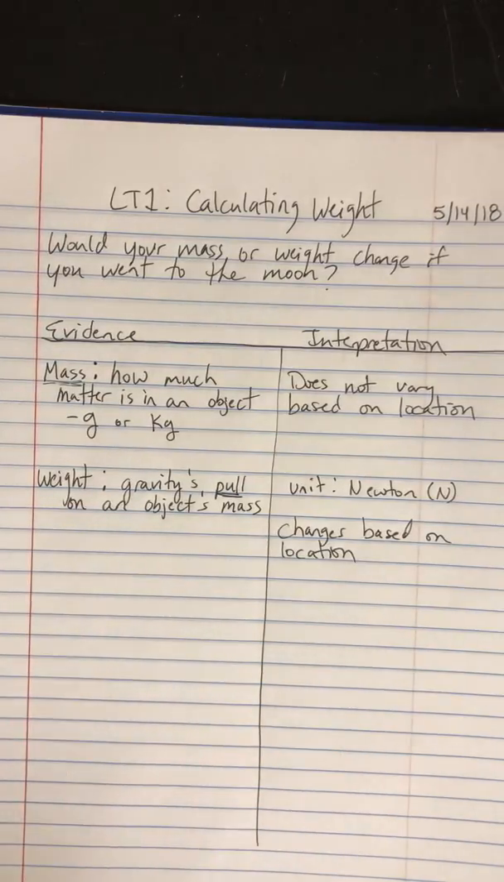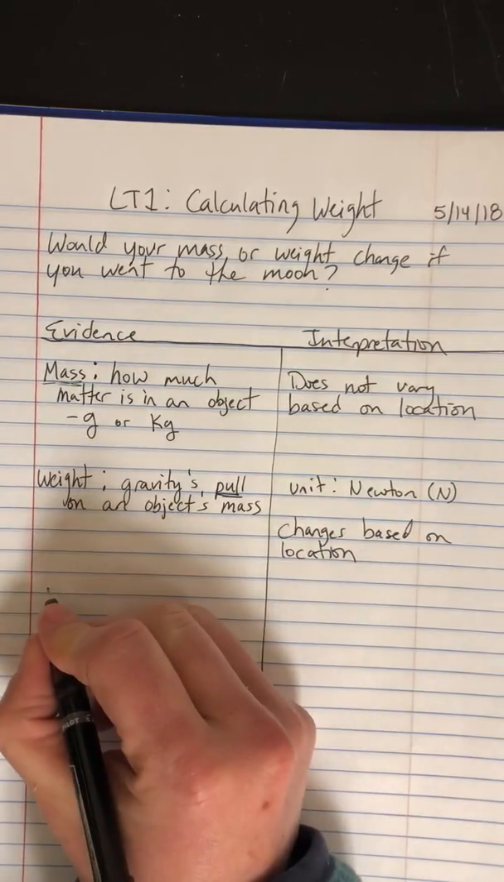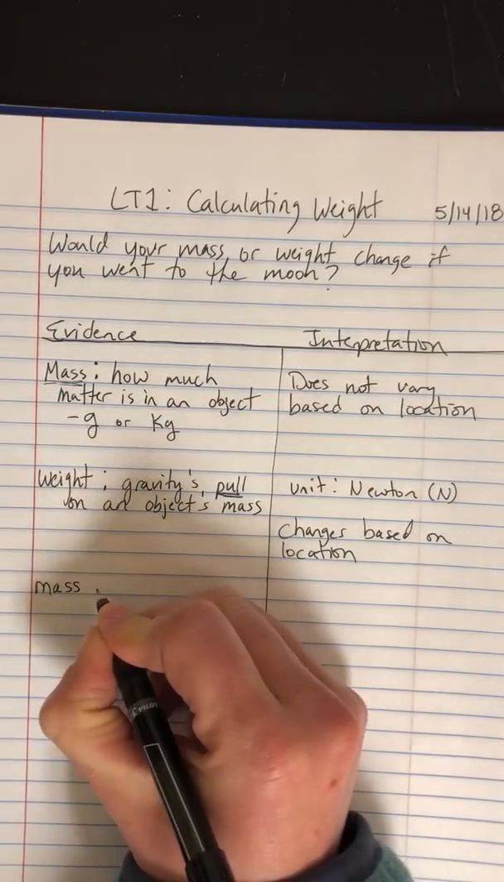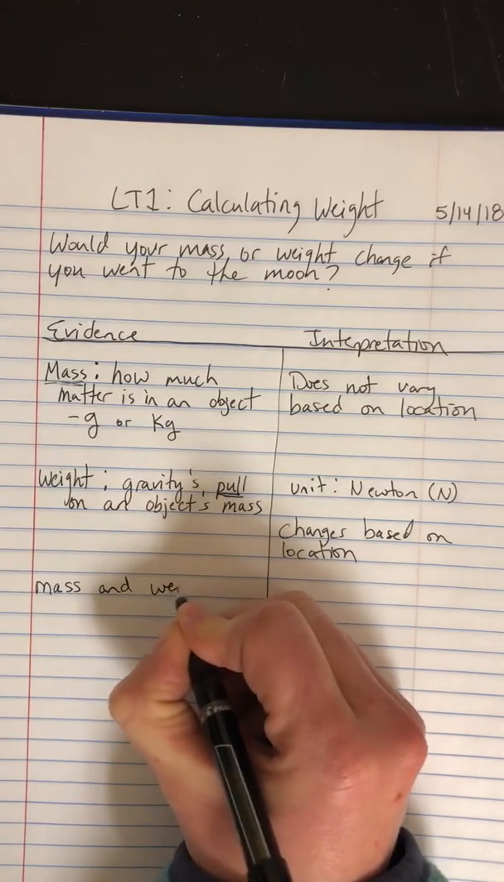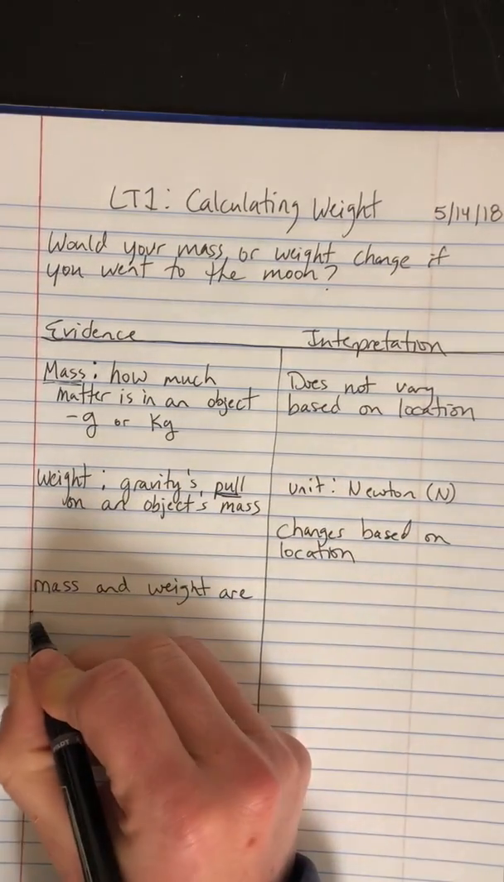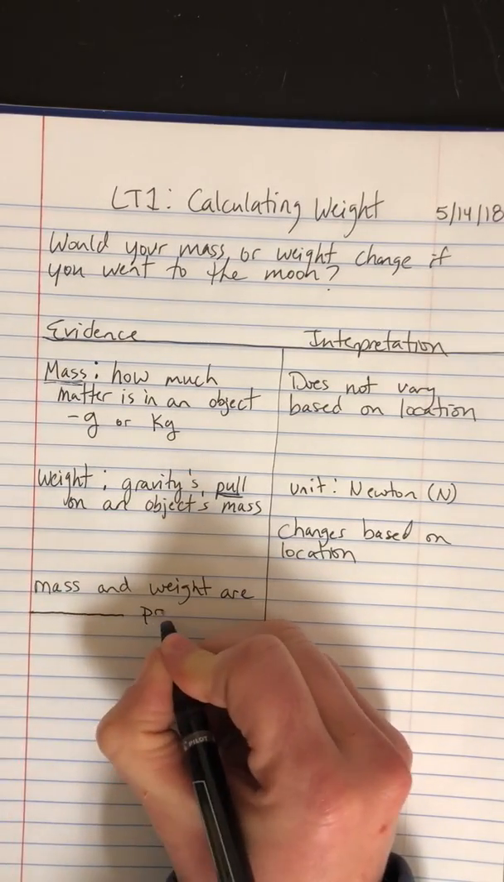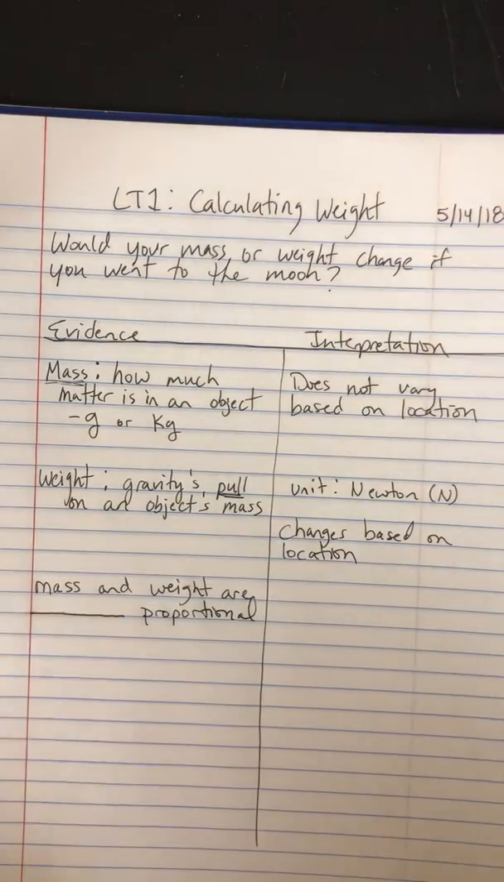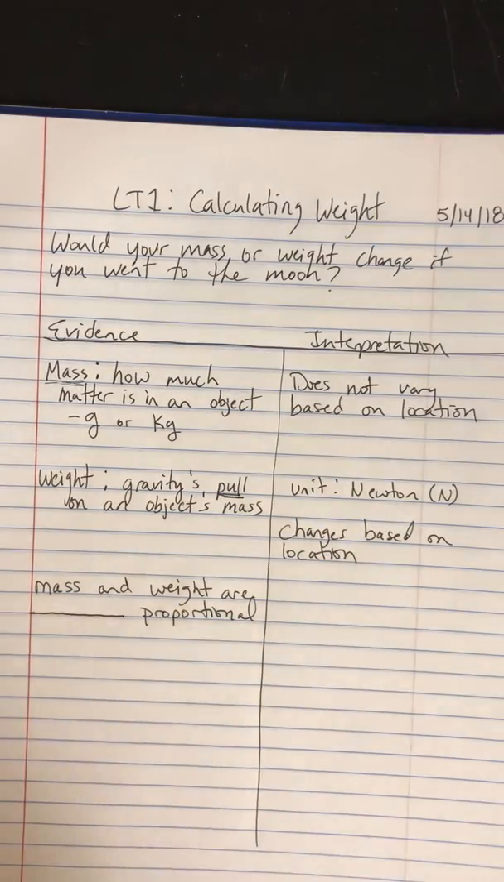All right. Now, you know that one of the tricks I like to play is to make sure you can see the relationships between different variables. So we're going to do a fill in the blank here. And I'm going to write down that mass and weight are blank proportional. And you know what it's going to be: direct, inverse, or no relationship. So think about it this way.